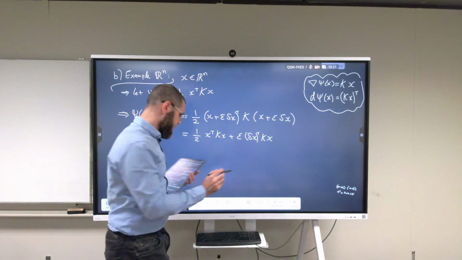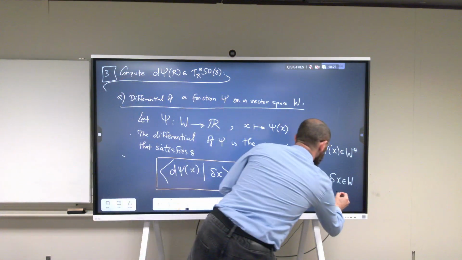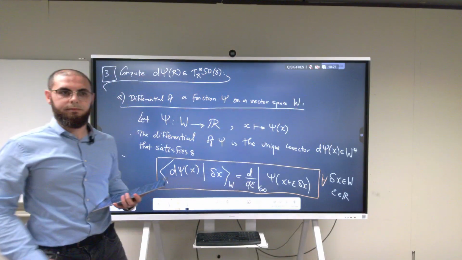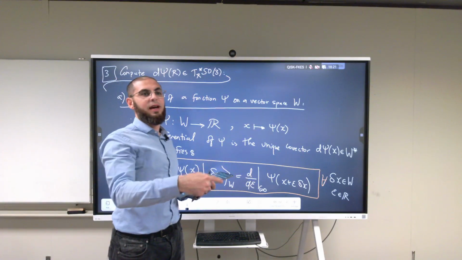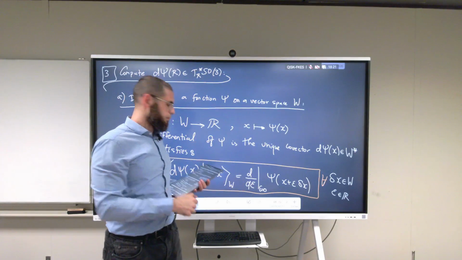Epsilon is a number. That's actually a very good point. I forgot to mention here that epsilon is simply a real number, so it's a scalar. It's not a constant. It's a dummy variable. We put it in, and then we're going to differentiate, and it will disappear.